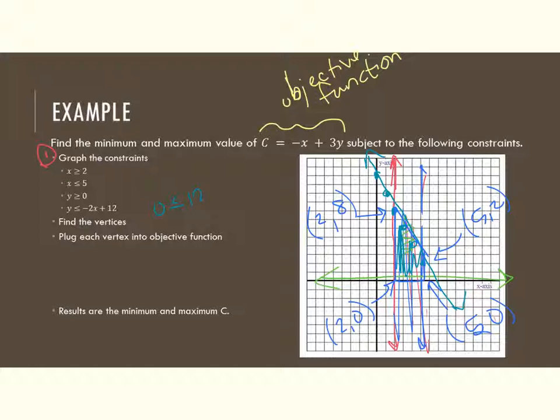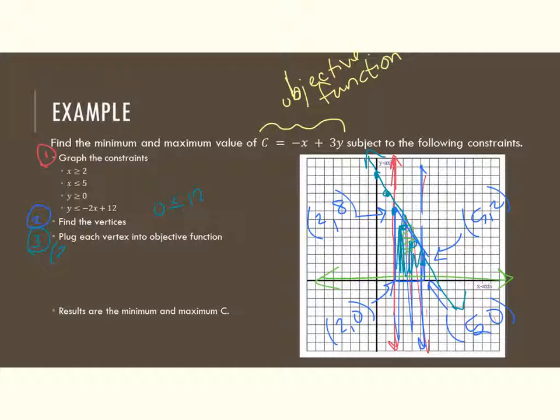Okay. So step number 1, graph your constraints. So it's exactly like a system of linear inequalities that you did in 3-3. Step number 2, find the vertices. That's what we just did. Step number 3, plug the vertices into the objective function. So because you have 4 vertices, you're going to do this 4 times.